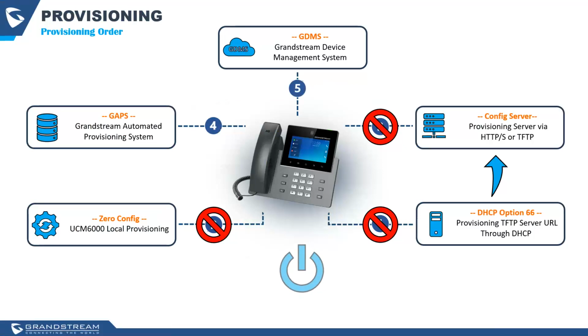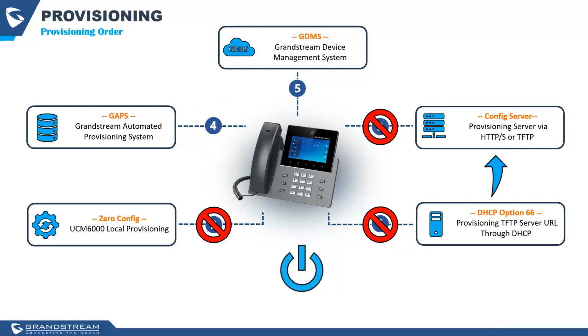And as mentioned earlier, GDMS uses TR069, and it essentially does not interact much with the other methods unless the config file explicitly disables TR069, and that's when GDMS will not work for provisioning. So GDMS can be used in conjunction with the other provisioning methods, but there is a catch here.